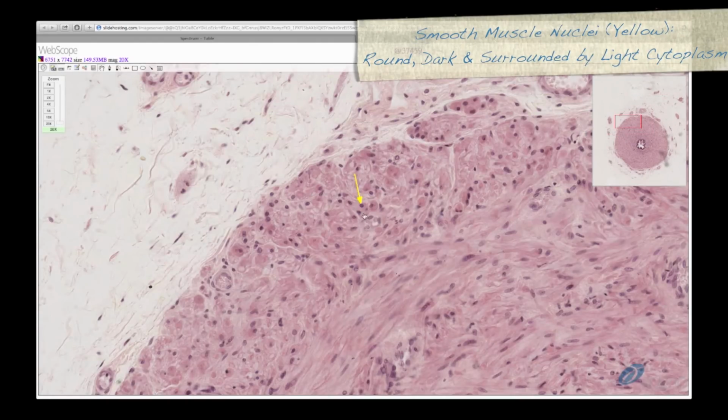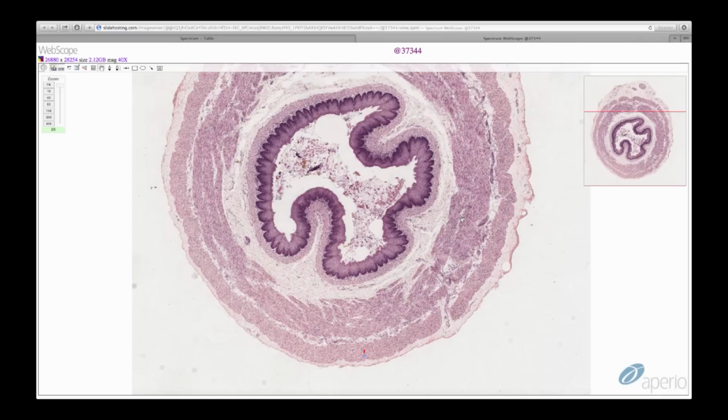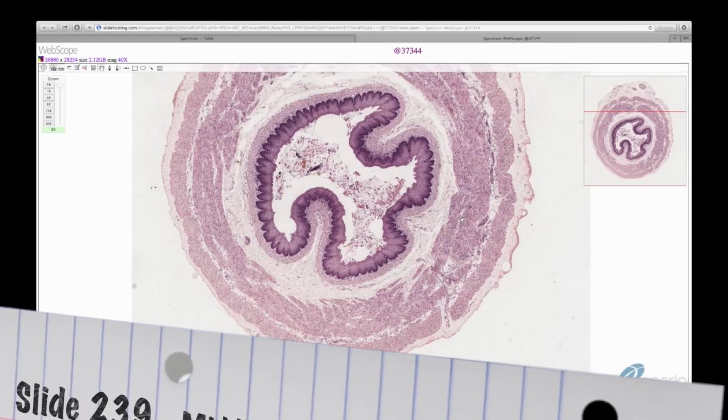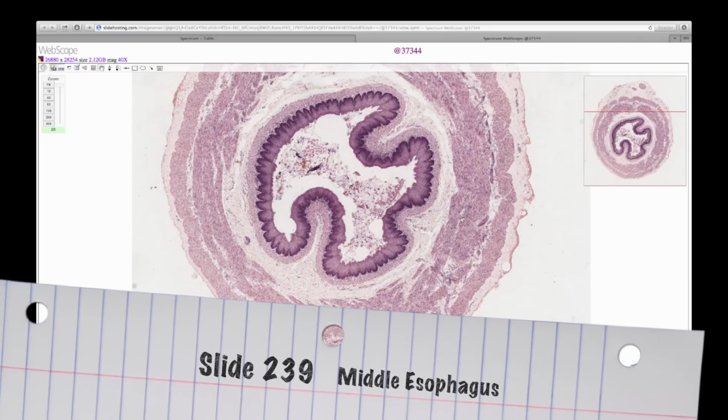the nuclei appear as a round dark structure surrounded by a lighter cytoplasm. This is indicated by the yellow arrow. We are now looking at slide 239, which is a section of the middle esophagus prepared with an H&E stain.